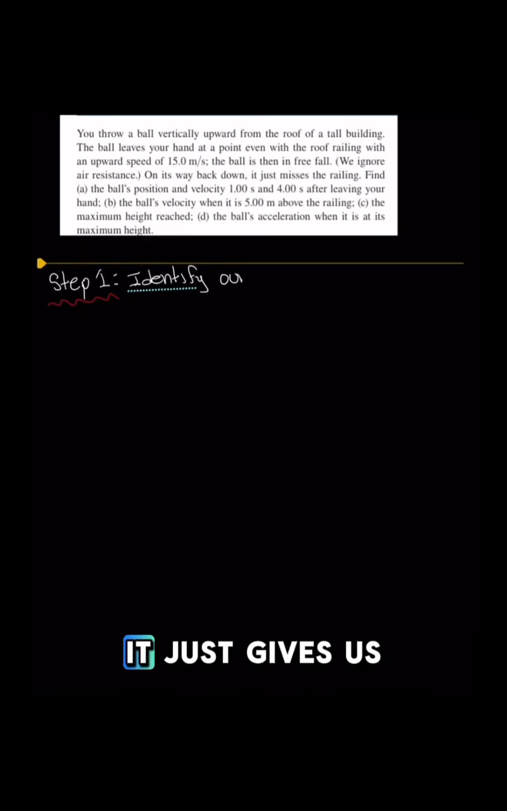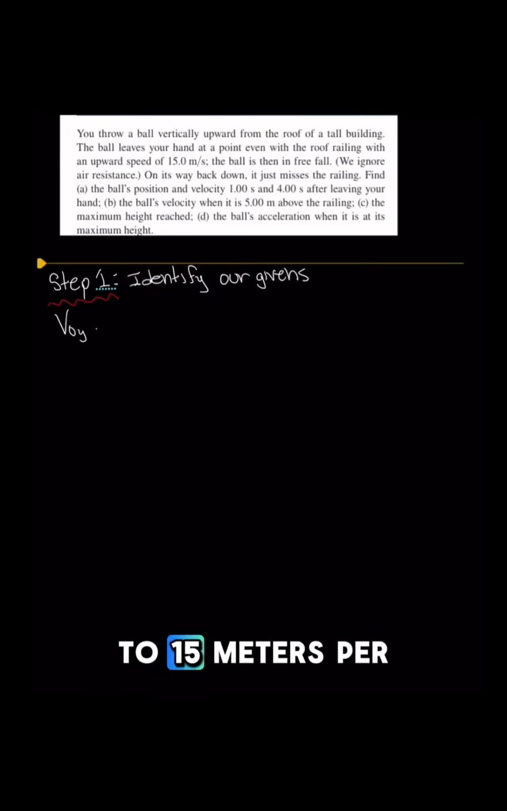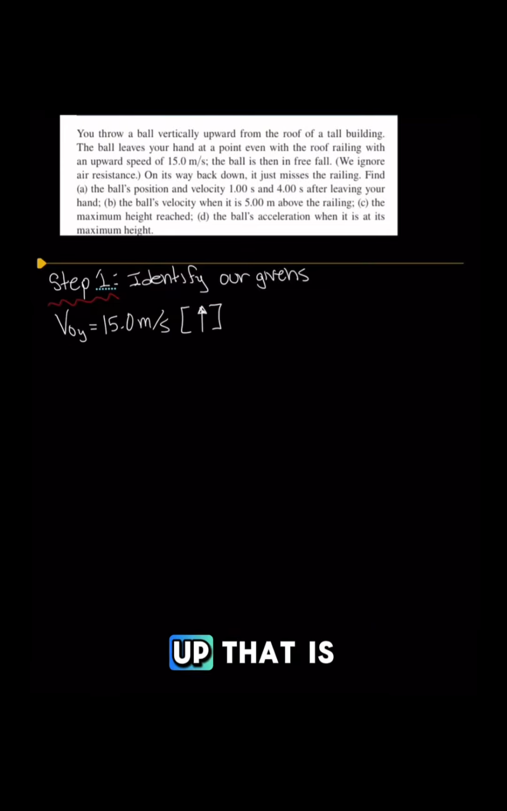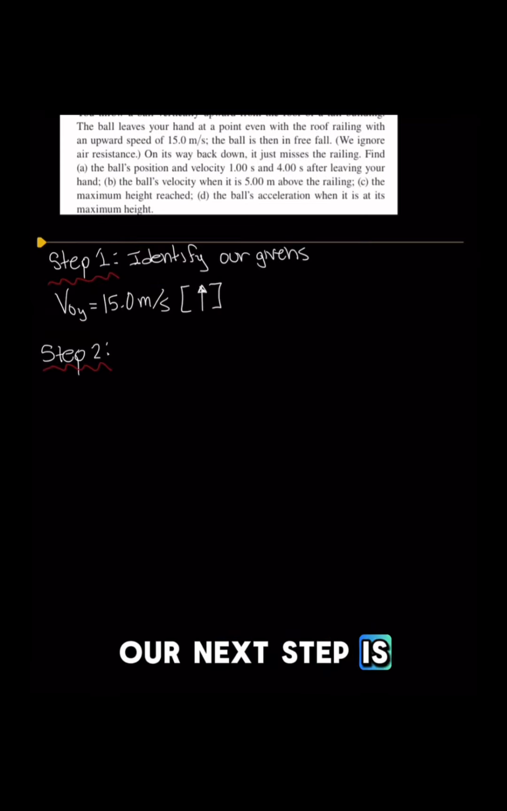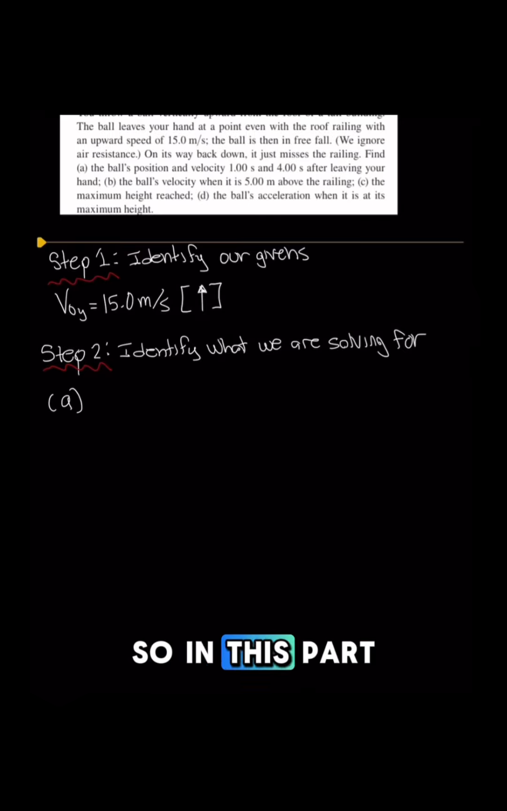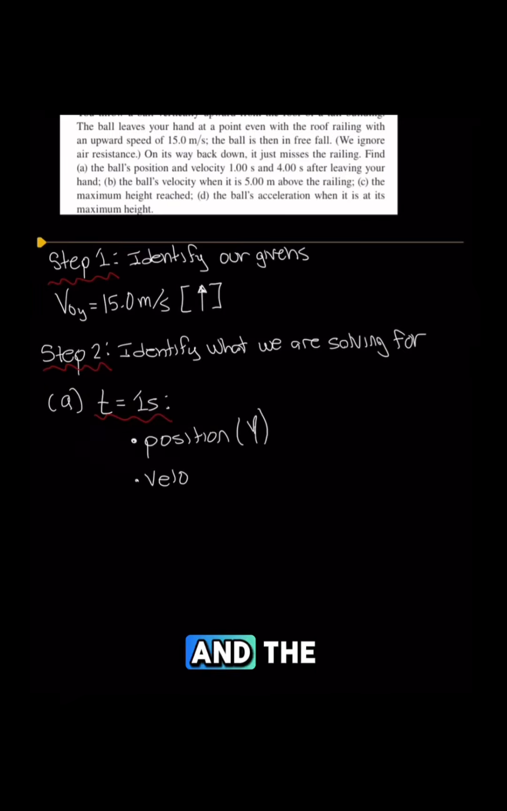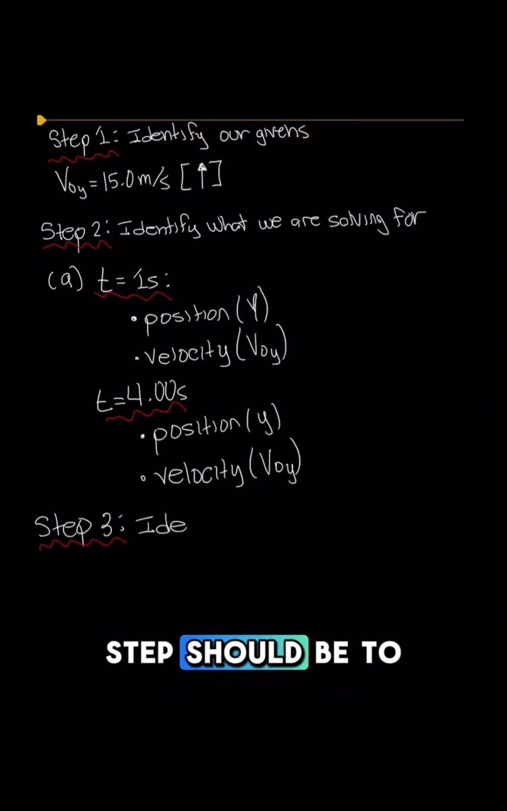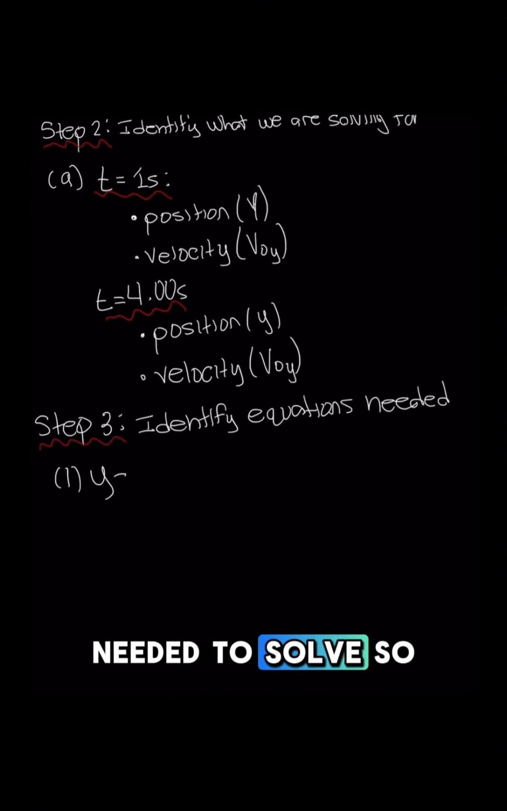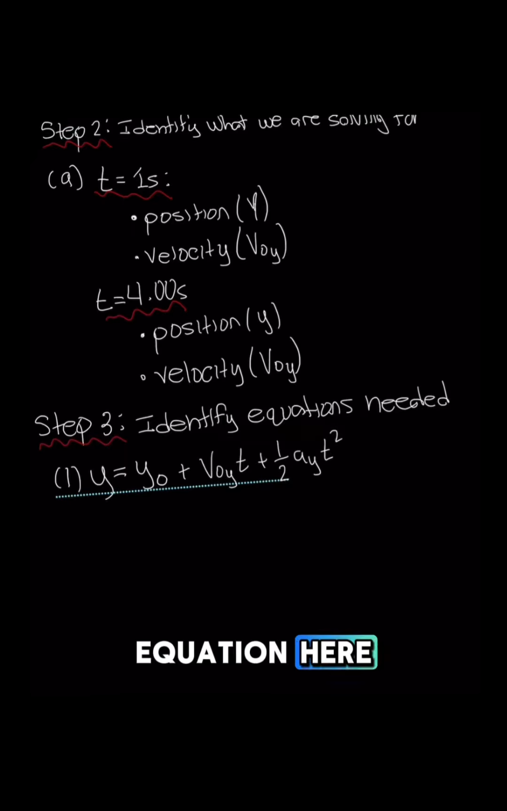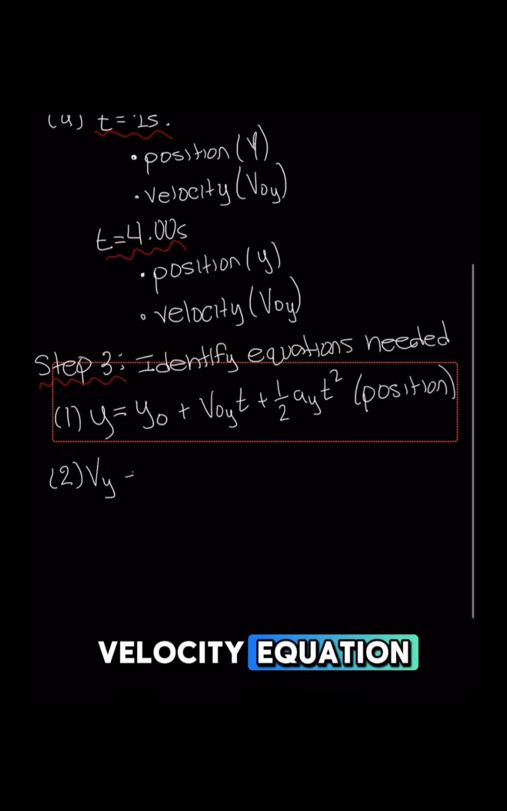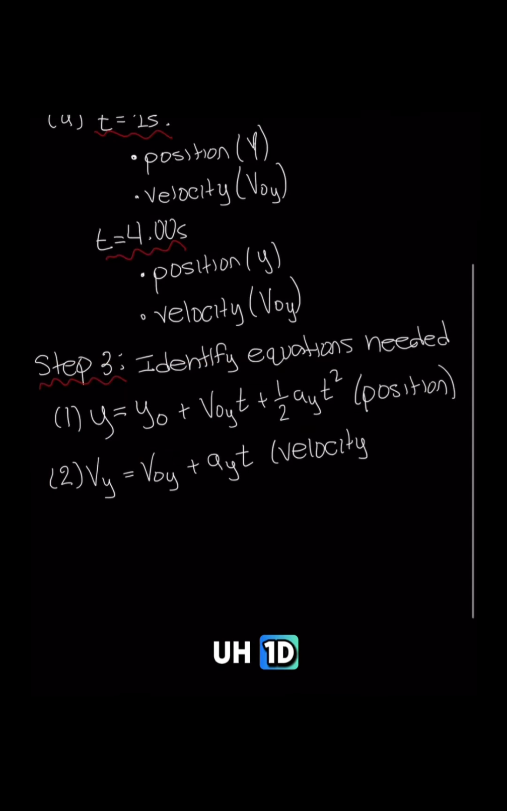In this problem, it gives us the initial velocity equal to 15 meters per second, and the direction is up. That is important to know. Our next step is to identify what we're solving for. In this part, we're simply looking at time equals 1 second, and we're going to find the position and the velocity. And then the next step should be to identify the equations needed to solve. So we're going to need the position equation here, and we're also going to need the velocity equation. These are pretty standard for any 1D motion problem.